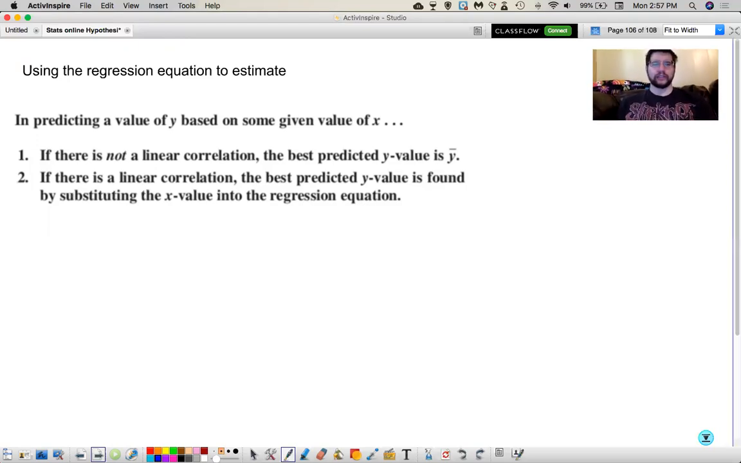So predicting a y value based on some given value of x: if there is not a linear correlation, if r isn't significant, then the best predictor for y is y bar, the average. If there is a correlation, then you plug in the regression equation.